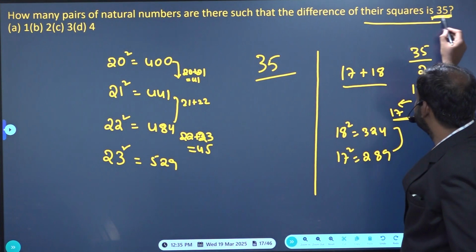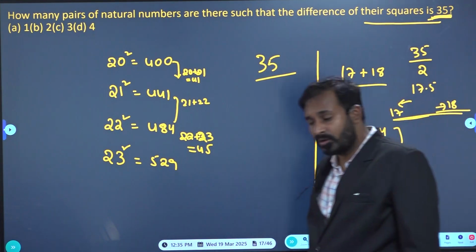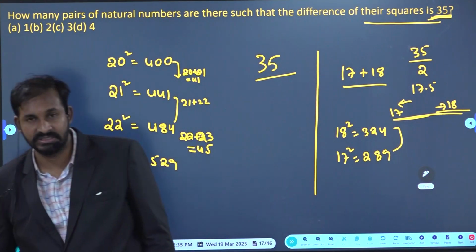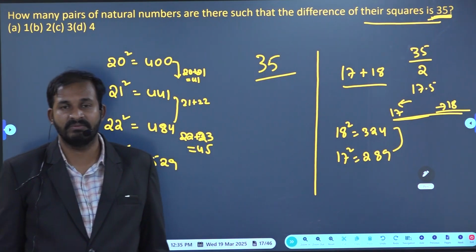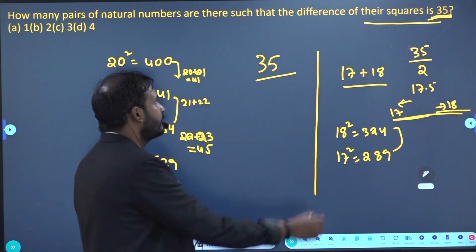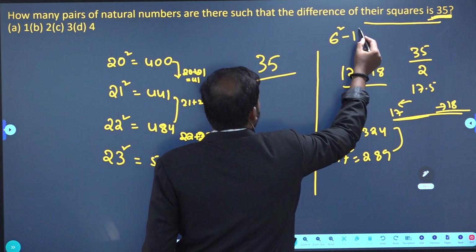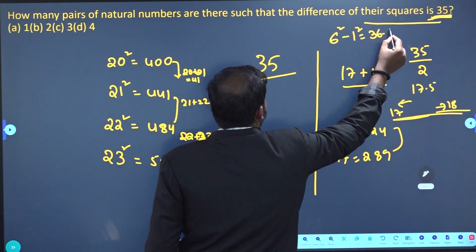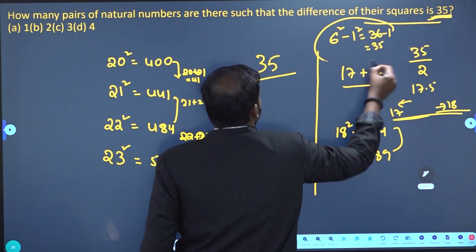See here students, whenever you see this type of question, think that one. And one more pair will be there with 1 always. Please check whether it is. What is 35? I can write 6 square minus 1 square, right? That is 36 minus 1, that is 35. So please check with 1.